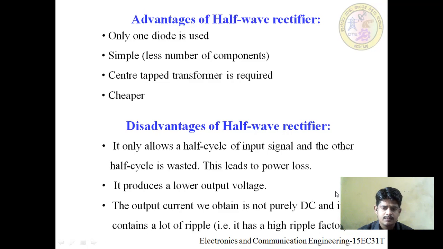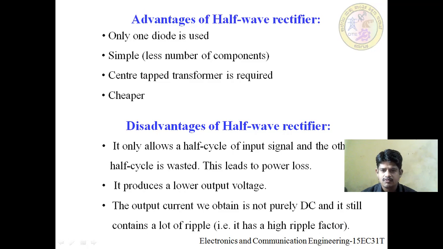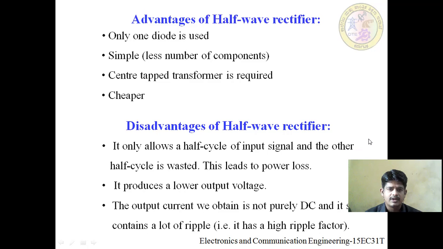Then the output current. I'll move my video here. The output current we obtain is not purely DC and it still contains a lot of ripple. That means it has a high ripple factor. You can see that the output does not have pure DC. We know that it has ripples, so the ripple factor will be very high. Just now we have seen the value of the ripple factor. What is the value? It's 1.21. It is higher. So this is one more disadvantage of a half wave rectifier. Just go through these half wave rectifier advantages and disadvantages.